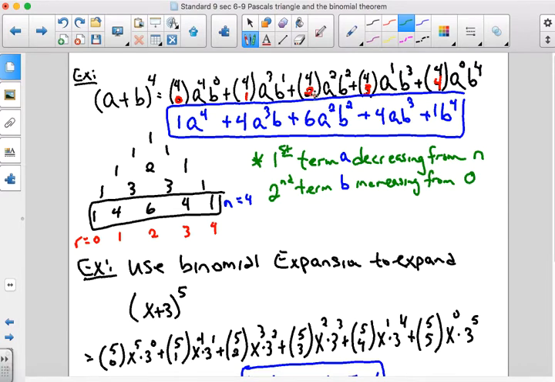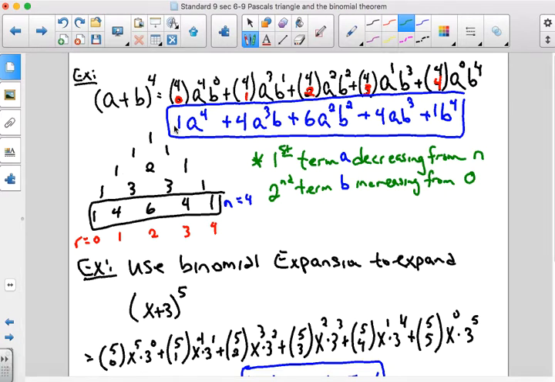If you look all the way across, 4 choose 2. I go down 1 for a, up 1 for b. 4 choose 3, down 1 more for a, up 1 more for b. 4 choose 4, a to the 0, b to the 4th. And then I just simplify these things.